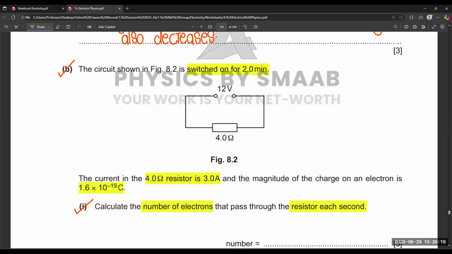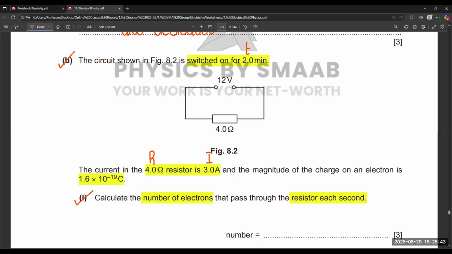Basically, first of all, we need to know about the charges. Time is 2 minutes. Resistance is given. Electric current is given. And the charge of one electron is also mentioned. We have to find the number of electrons passed through the resistor each second. So we have to convert time into seconds.